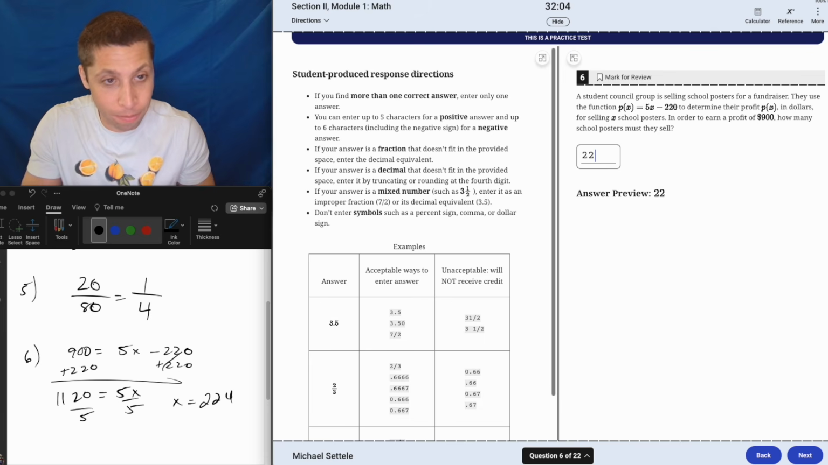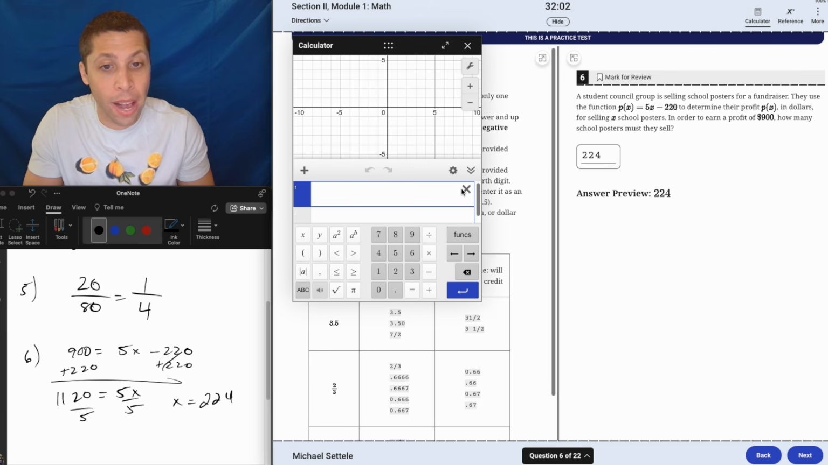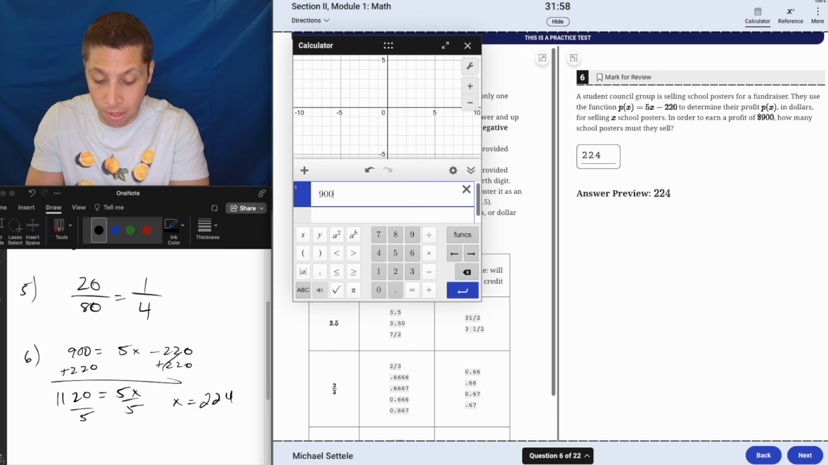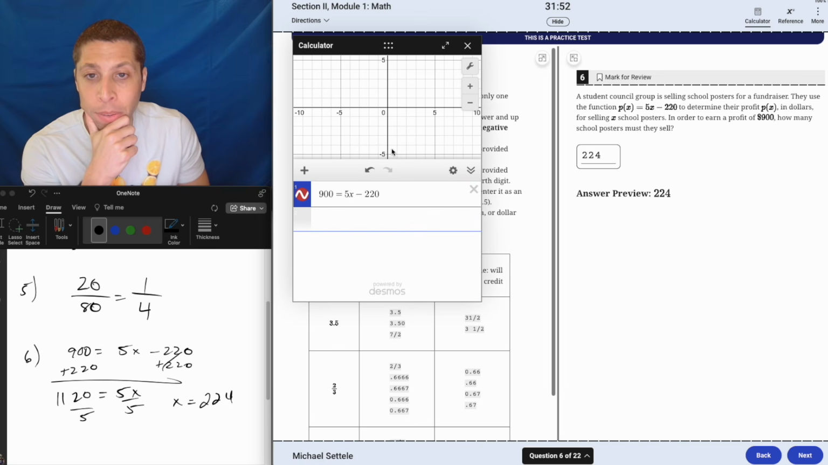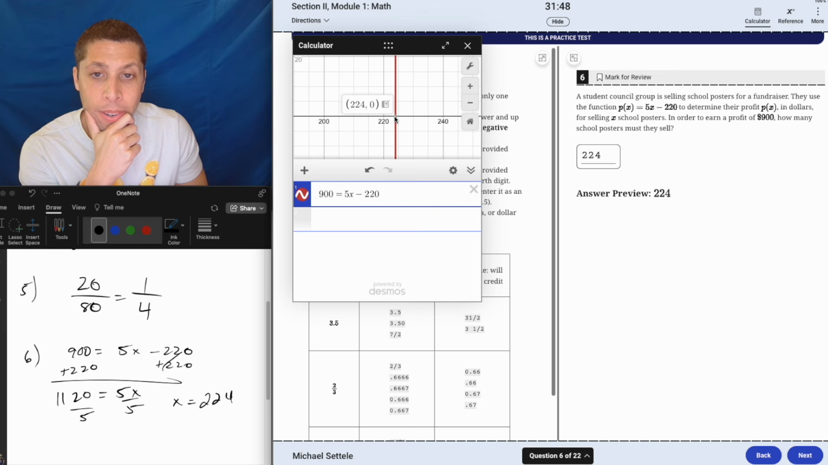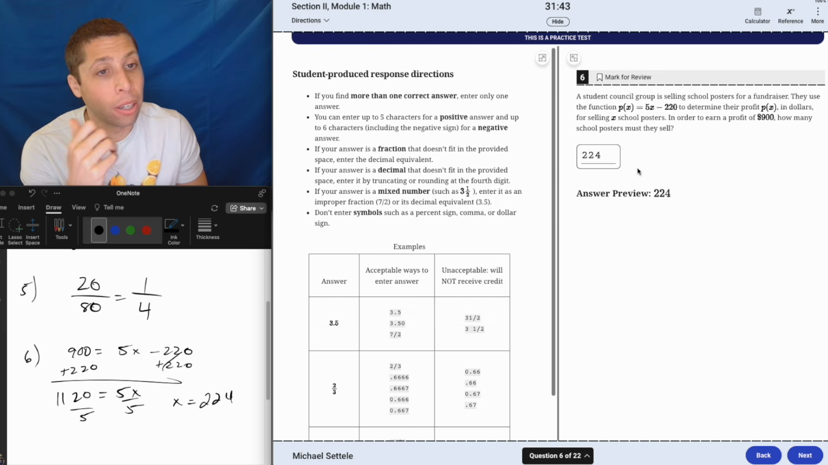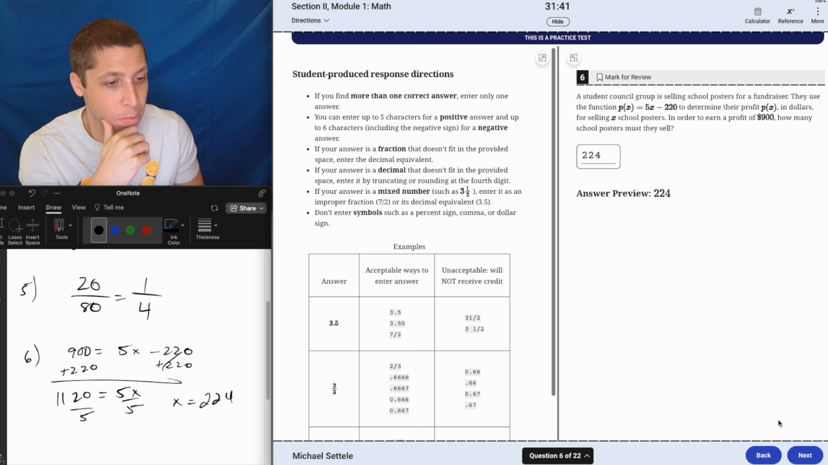So there you go. And let's do this in Desmos real fast. We are earning a profit of 900. So that's our P of x, 5x minus 220. And then it's going to tell me the answer by giving me a vertical line. So you just got to find it. And there it is, 224, exactly what I had. Yep. So you got to know how to do that, especially if you're bad at algebra. Just let Desmos solve things for you.